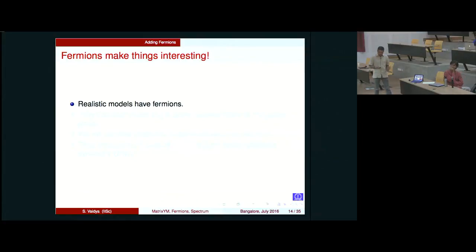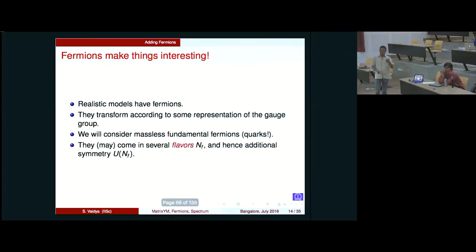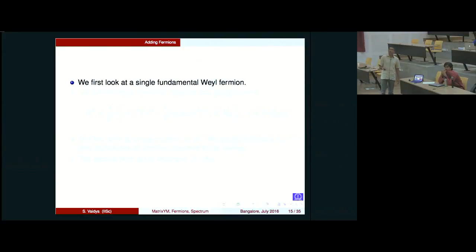Okay. So I'm not going to say much more about the pure Yang-Mills part because I want to add fermions. And as we know, realistic models have fermions, and that's why they make things interesting. Typically you choose them to transform according to some representation of the gauge group. It could be adjoint fermions or fundamental fermions. What I want to look at are massless fundamental fermions, and these are quarks. They may come in several flavors, and therefore they may have an additional U(N_f) symmetry. I'm going to look at the situation with just one flavor, a single Weyl fermion.